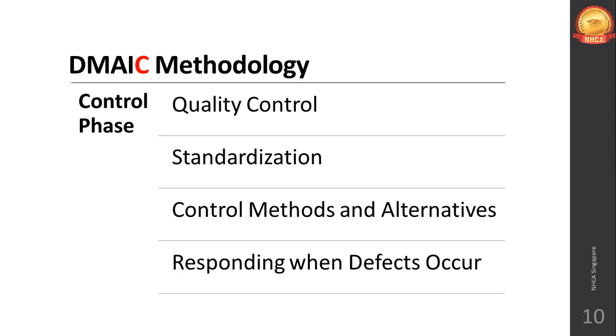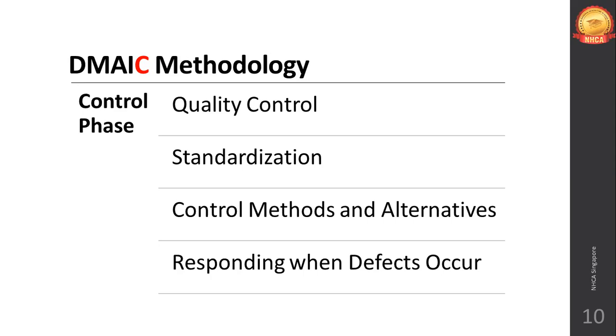Then control methods and alternatives. If the solution that you have brought in the improvement phase, whatever action you have taken, is not working, make sure you have alternatives. You have a plan B. You have to come up with alternatives so that the problem will not be left hanging as it is. The problem should meet an end.